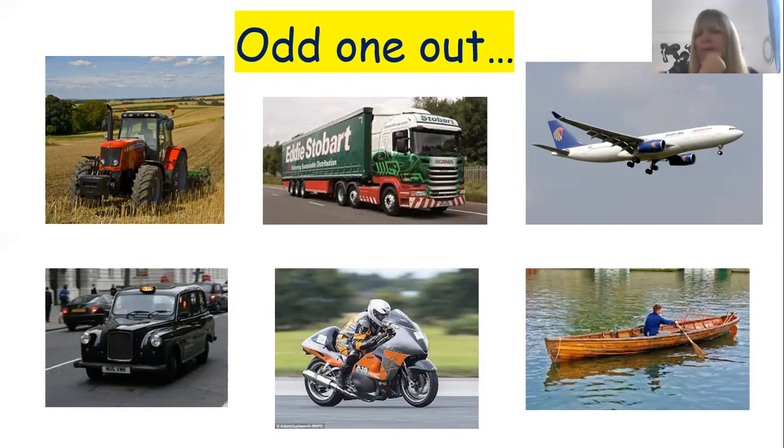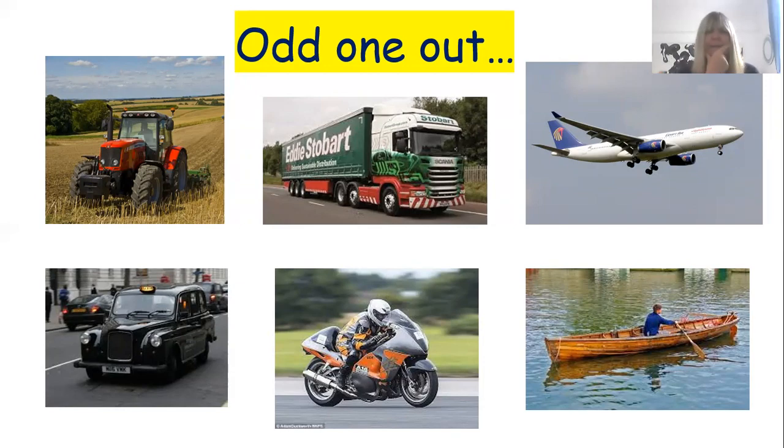Odd one out. I've spotted a couple. I wonder what you think is the odd one out. Might be more than one. Okay. Did anybody say that the boat was the odd one out? Because all the other modes of transport have got wheels. It's true. The boat doesn't have any wheels, so it is the odd one out. But it is a way of getting about. It is a mode of transport.